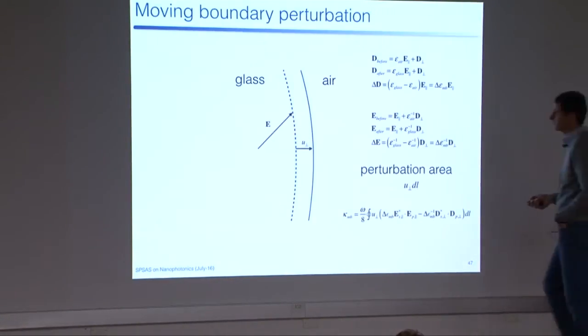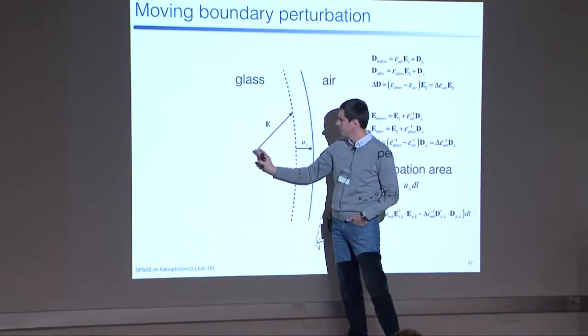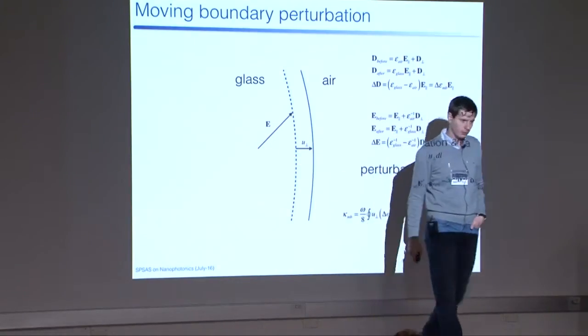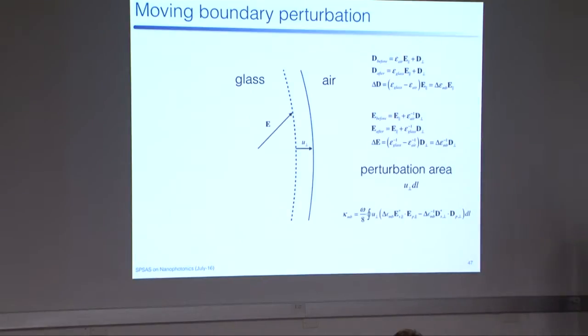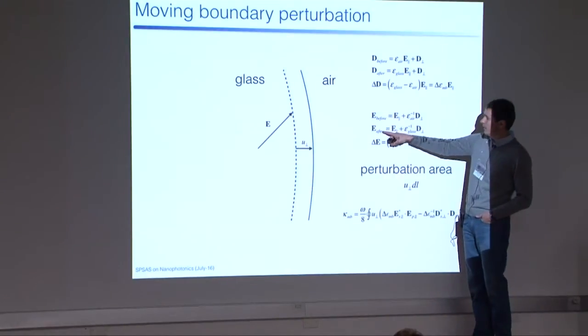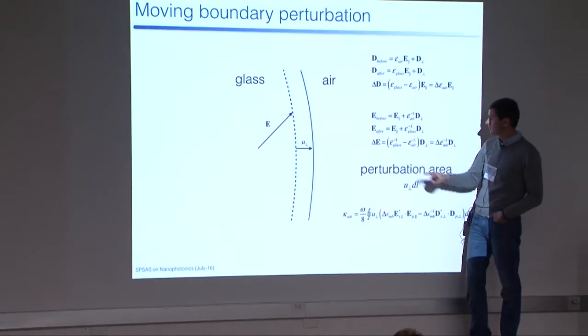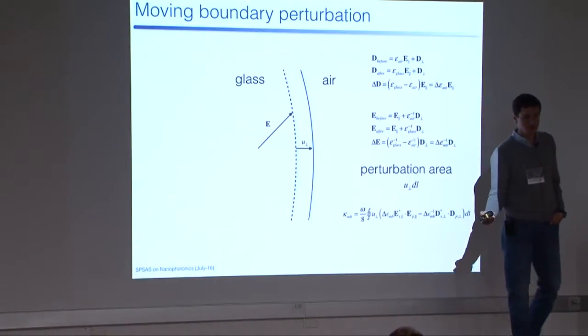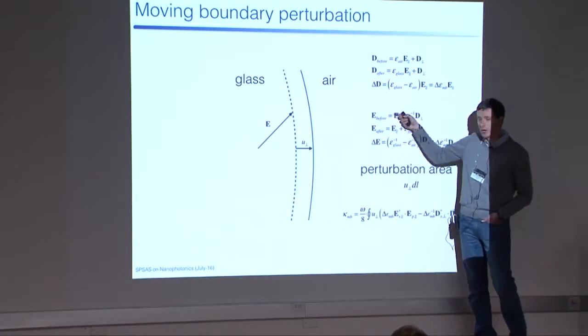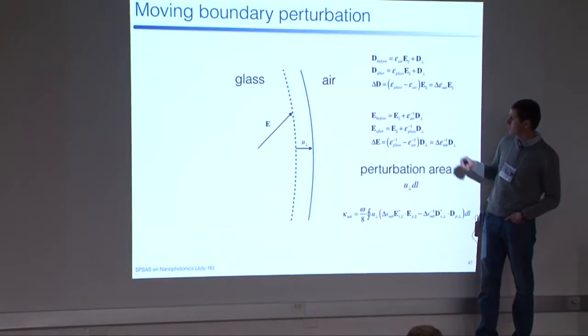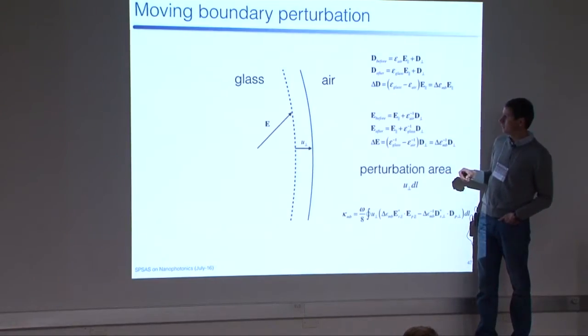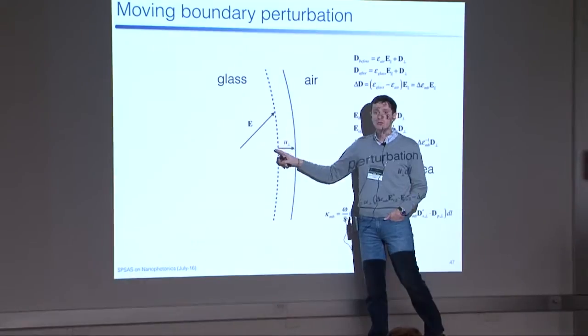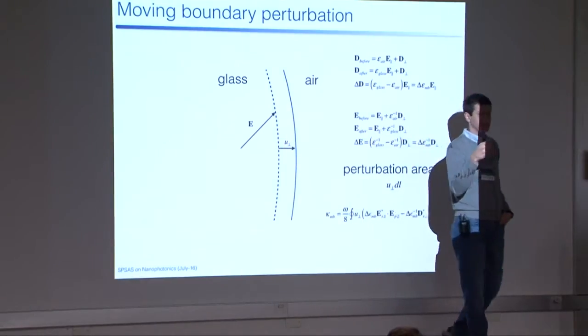So you decompose your field into a parallel and a normal component. The parallel, we know the electric field is continuous. So we can write the electric field before and after the perturbation as a component that is tangential, and I know it's the same, therefore it's not going to change much. And then another component that instead of using the electric field, you use the normal displacement field, because that is uniform.